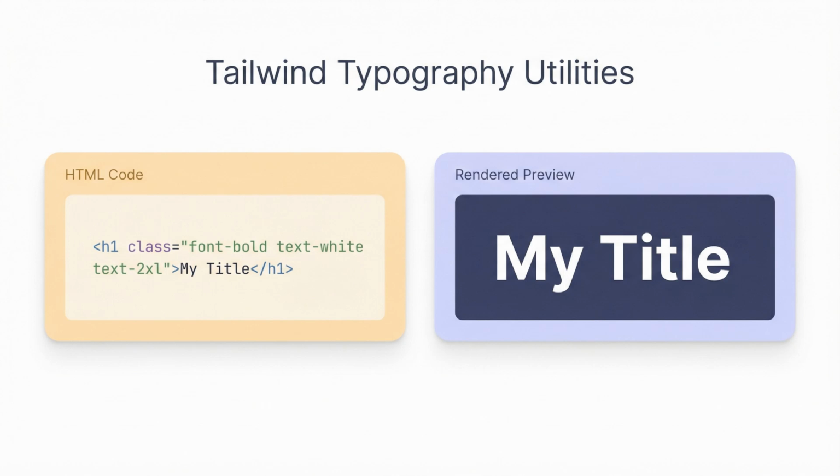Let's look at some of the most common utility classes you'll use. For typography, if you want text to be bold, you use the class font-bold. Tailwind translates this directly to font-weight: bold in CSS. You want white text? Add text-white. Want a large font size? Use text-2xl or text-xl. Each class maps to exactly one CSS property and value.